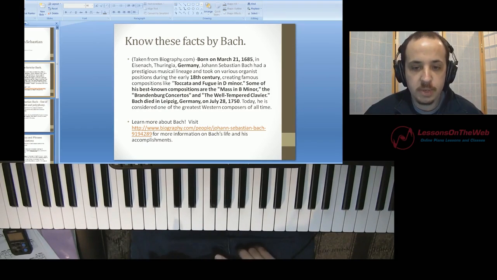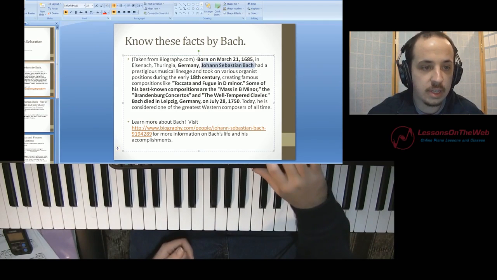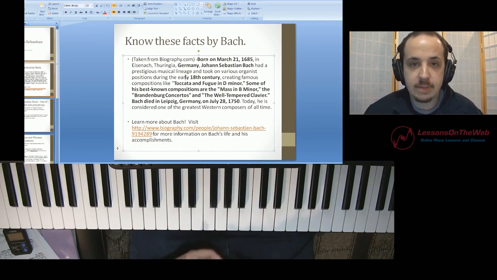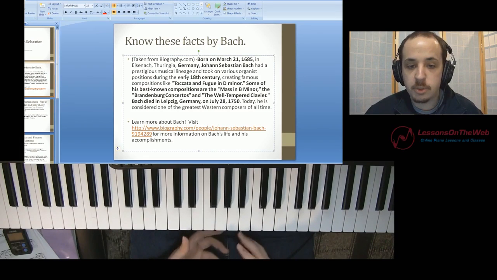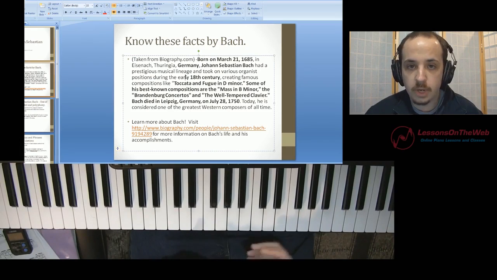Know he's from Germany. You should probably know that his whole name is Johann Sebastian Bach. There are actually a lot of Bachs that are related to him that come later, but he is commonly known as J.S. Bach or Johann Sebastian Bach, and usually when people are talking about the Bach, they're talking about him. He's from a prestigious musical lineage and took on various organist positions during the 18th century. So just know he played organs for churches and wrote music for them.